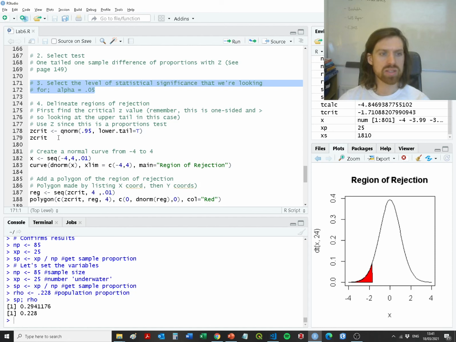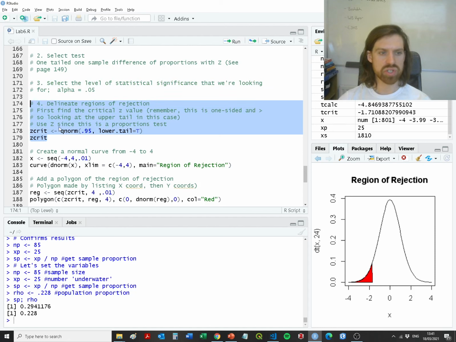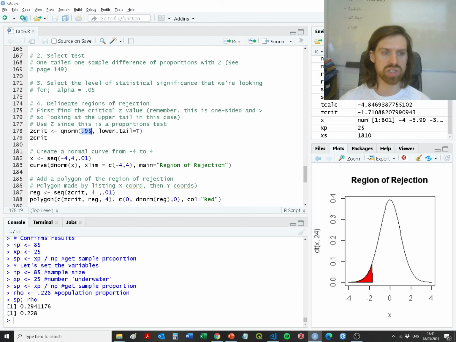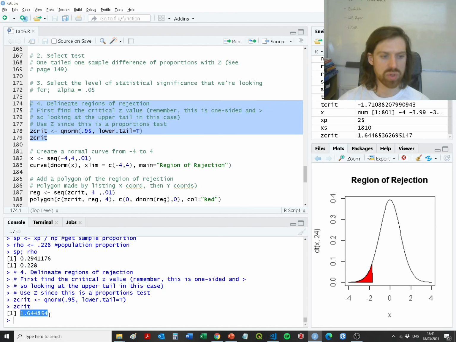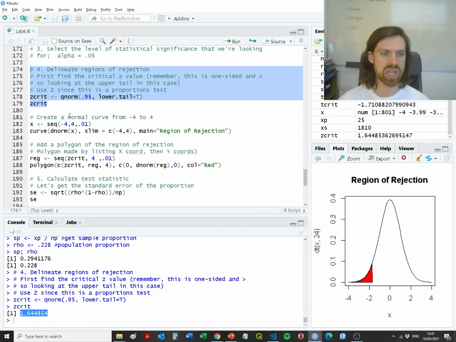We can then begin to actually delineate our regions of rejection. So we're using the Q-norm function again. We're stating that we want it to be for 0.95. We're getting the critical value, which is 1.64. And that's positive, so that's standard deviations above the mean.